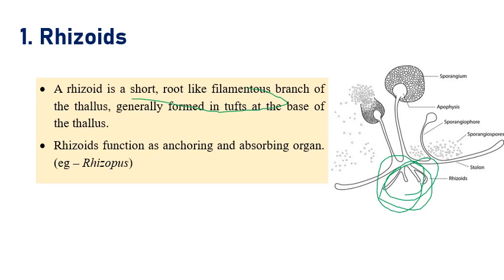We can also call it the anchoring organ or holding organ of Rhizopus. So the rhizoid functions as an anchoring and also absorption organ. It mainly gives anchoring or stability to the fungus so that it can hold on, and it also helps in the absorption of nutrients and various things required for the fungus. So this kind of rhizoid or root-like structure can only be observed in Rhizopus.